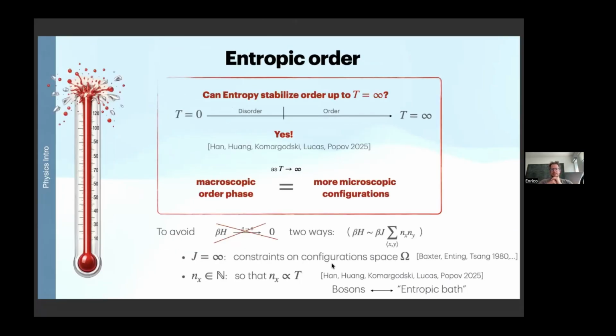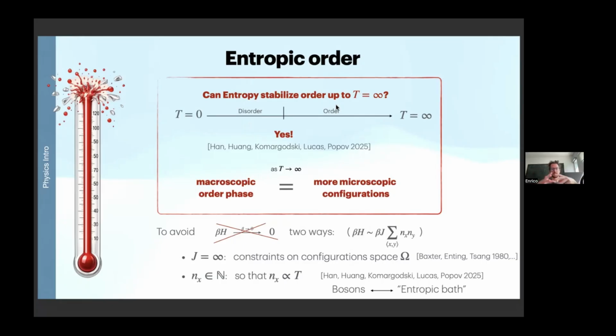But these people last year challenged this picture, and they proposed this phenomenon called entropic order, in which entropy is able to stabilize the spontaneous symmetry broken phase. And so you can imagine a system that is possibly disordered at low temperature and enters a phase that is ordered because of entropic reasons. Furthermore, this ordered phase is stable up to infinite temperature and dominant.